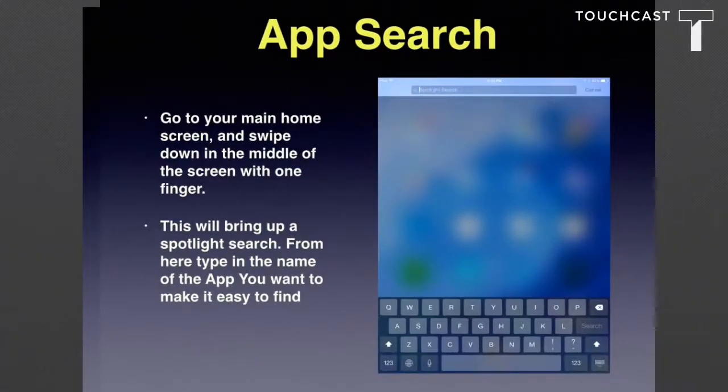The next thing to know is app search. And to get to app search, what you do is you take one finger and you swipe down from the middle of the screen. And the way app search works is that you can type an app name in this box right here, and it'll actually find that app very quickly and give you quick and easy access to whatever apps you have on your iPad.